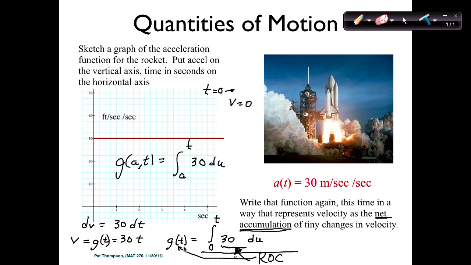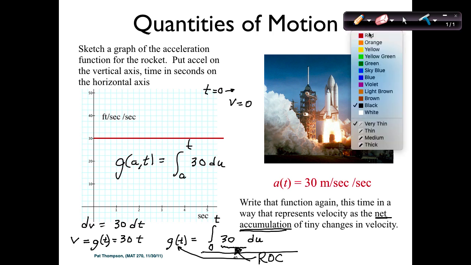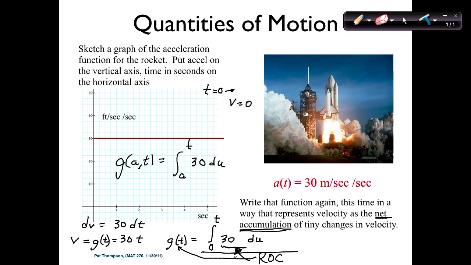Okay, so we've got the same function, 30t. One version is 30t. The other version is the integral from a to t of 30 du. So they're the same function, but in totally different forms. This form is called open form.